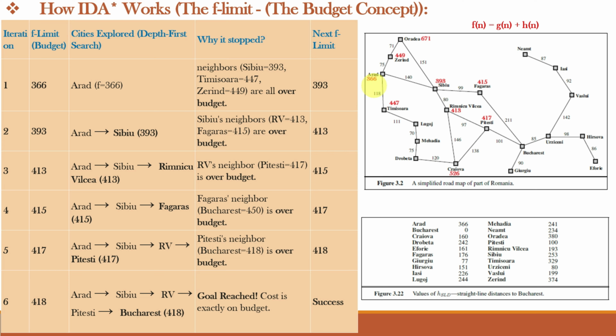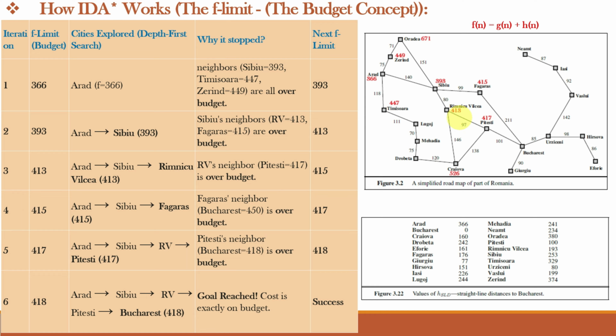So from Arad it again goes to Zerind, which is larger than 413 kilometers. So it will come back to Timisoara, that is also larger than 413 kilometers. So it will come back to CBU, that is cheaper. So it will go ahead. It will go to Făgăraș, that is also larger than 413 kilometers. So it will come back and go to Râmnicu-Vilcea, that is 413 kilometers.